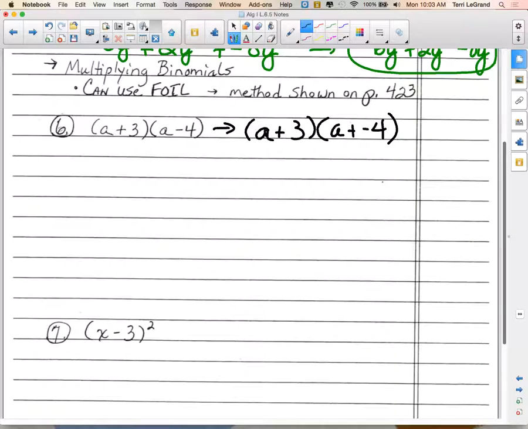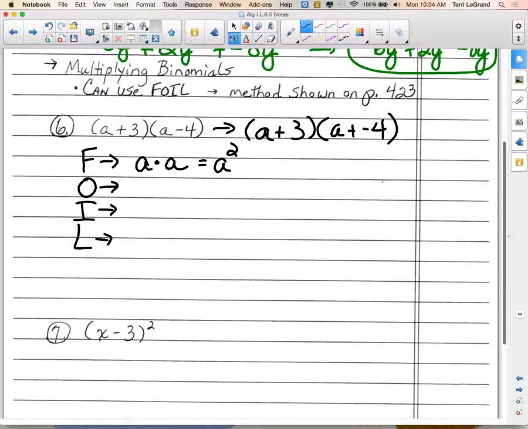Because in multiplying, this is when subtraction and negatives and all these things kind of start causing issues. So if you rename it, now when you set up your F, O, I, L steps, hopefully you will be successful. So what would be our multiplication in the F step? Avery? A times A. Which is A squared.